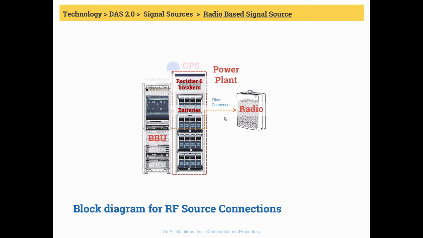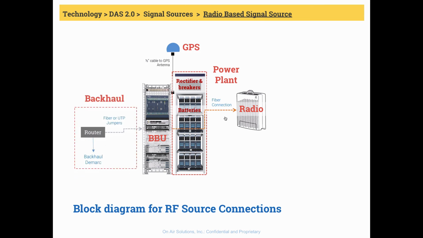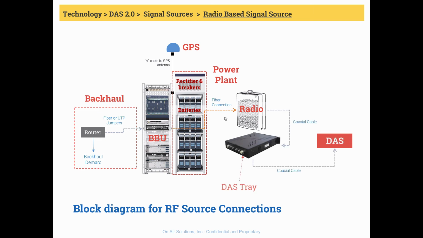BBU is also connected to GPS antenna. And then there is a backhaul assembly shown as a block diagram, and it connects the BBU to the core network. Back to the radios again, they are connected to the DAS via coaxial cable and go through a DAS tray, which we discussed briefly before. This device basically takes the high output power from the radio and reduces it so that it is within the input range of the DAS.